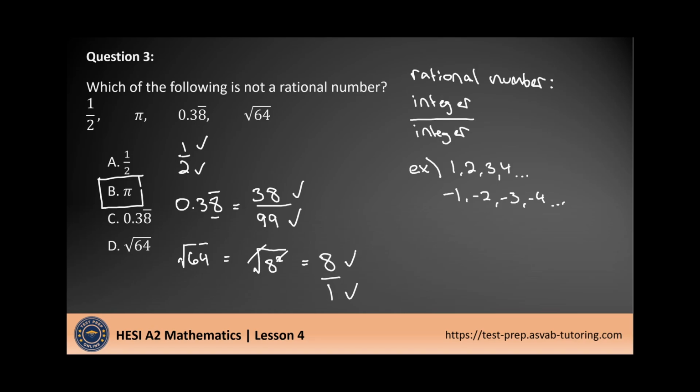Pi repeats forever, 3.14159, and there is no pattern. There is no distinguishable pattern. This will go on infinitely. And there's no way we can represent this with an integer divided by an integer.